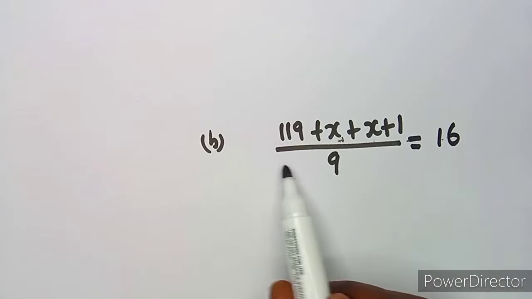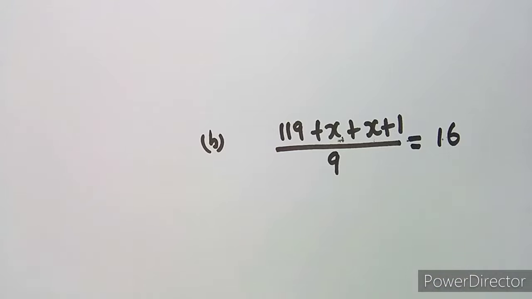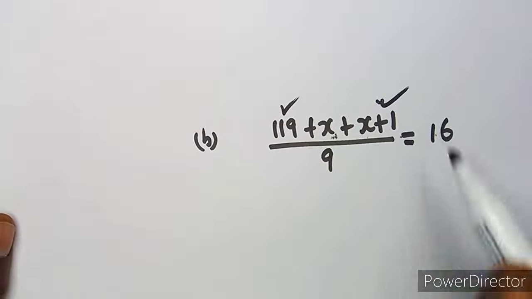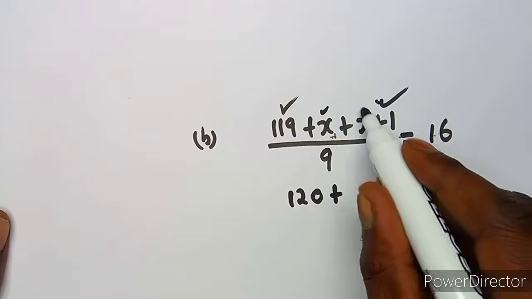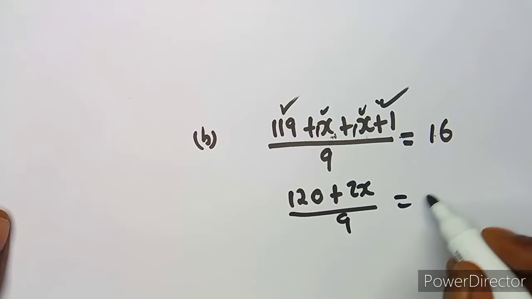Sum of terms over number of terms is equal to mean. So by knowing this formula, you are able to formulate an equation in terms of x, which you have to solve. You can combine these, which is going to give us 120 plus x and x, which is simply 1x plus 1x, which is 2x, over 9 is equal to 16.